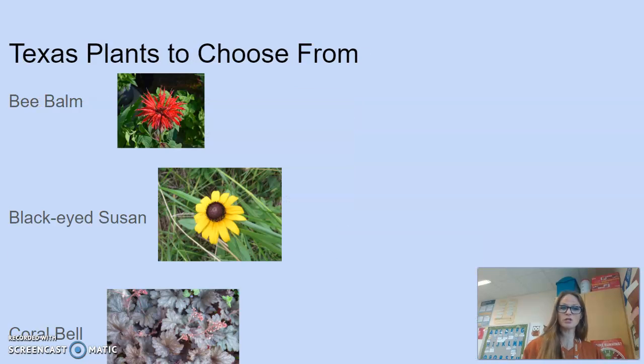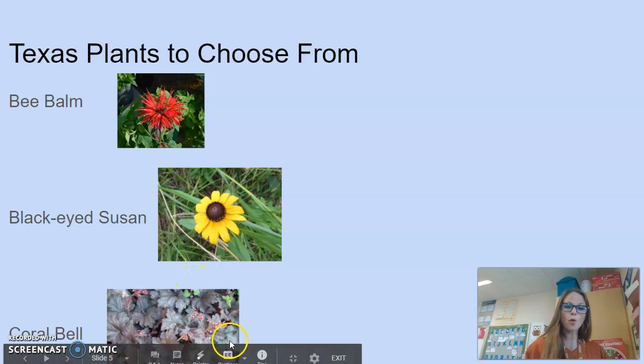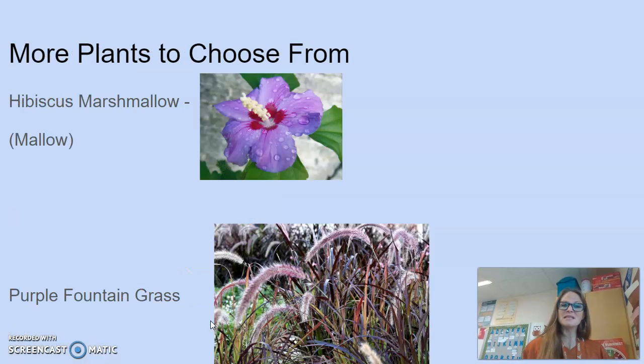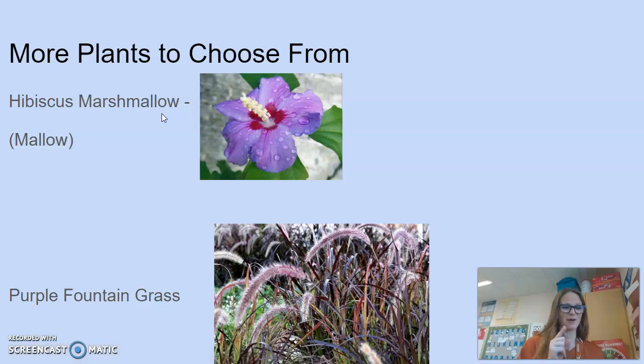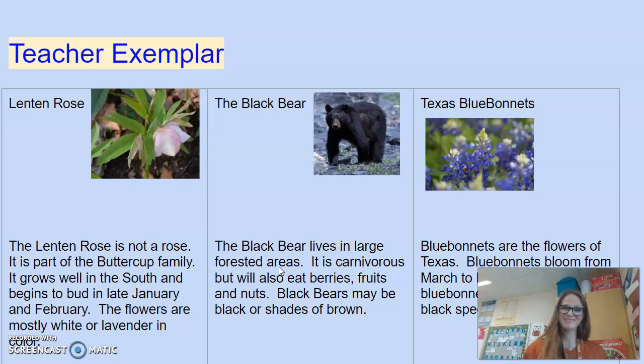Here are some plants you can choose from. The bee balm. The black-eyed Susan. That's one of my favorites because it looks like a sunflower. The coral bell. That's a beautiful plant. Hibiscus marshmallow. This one I challenge y'all to research because I think you'll learn something really interesting about it. Purple fountain grass. I would like to plant this in my yard.